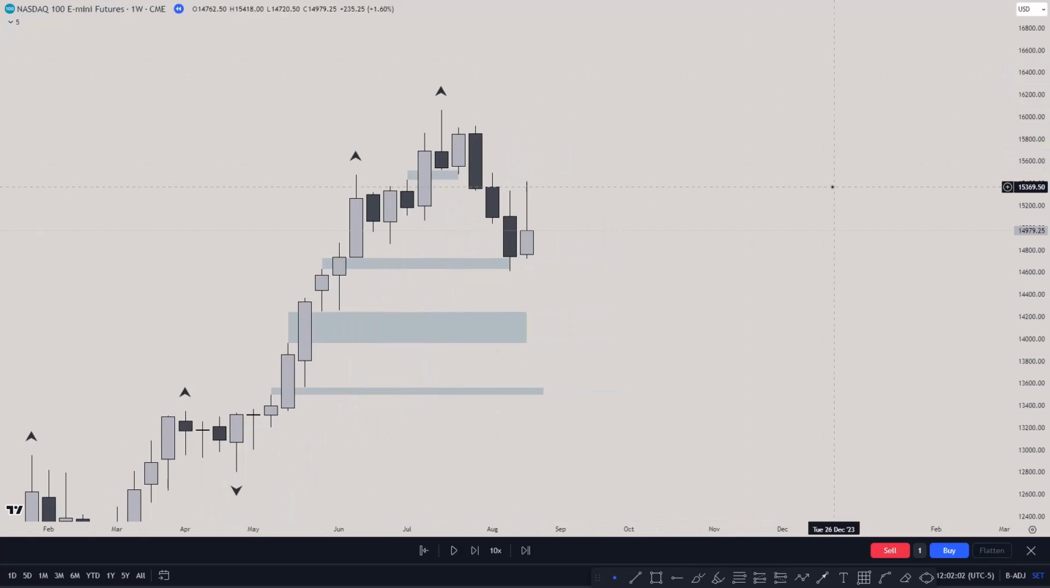Now, if we apply the same thing here, what do we have? A lot of fair value gaps here. So how do I know this one is not going to hold? How do I know this one is going to hold? This one is not going to hold.